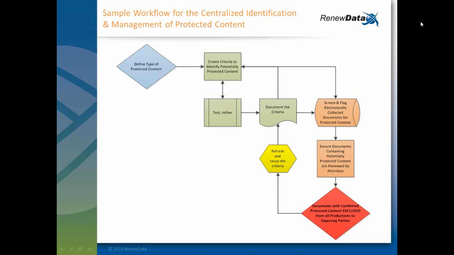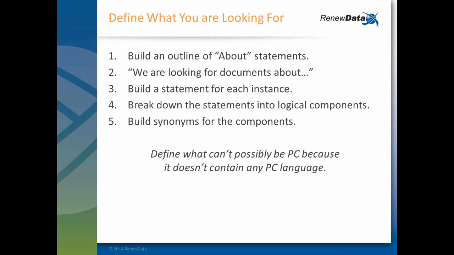And the goal here is we want to define what can't possibly be protected content, because it doesn't have any of this language that we know we're looking for, that we know documents might be about, so that might be protected content. And it's all about identifying what is potentially protected content so that you can do that next stage of the review. So here's an example of what I was looking for, and this is certainly very simplistic, but it gives you an idea of the approach.